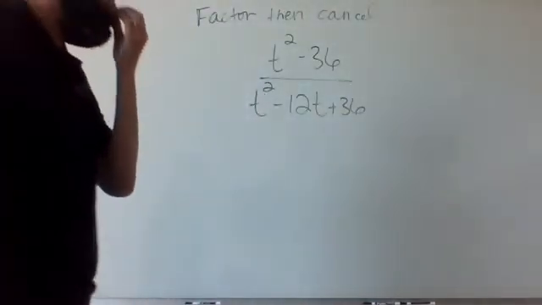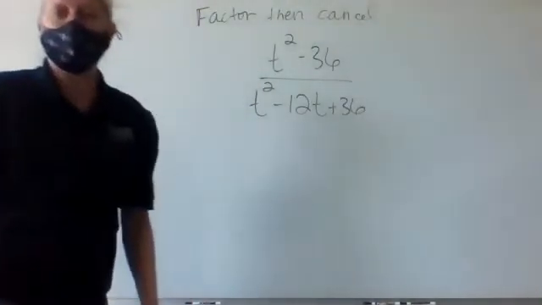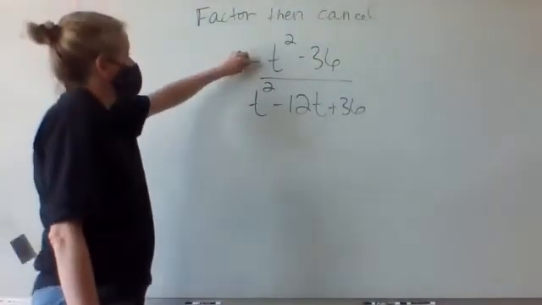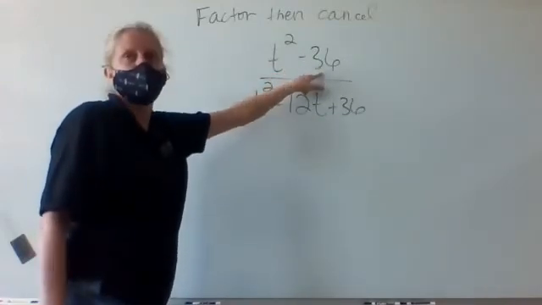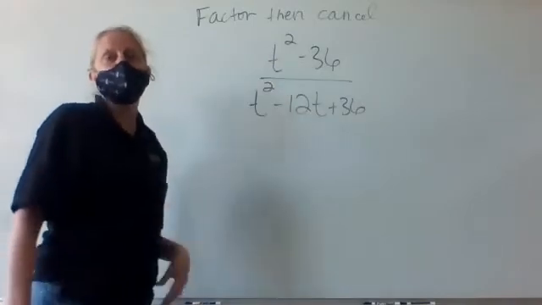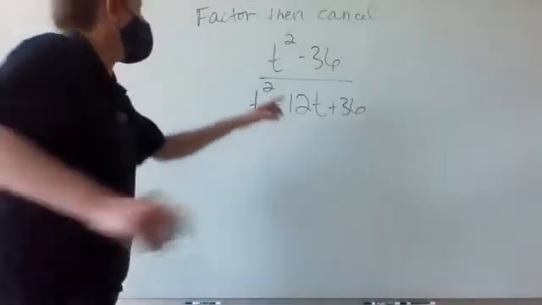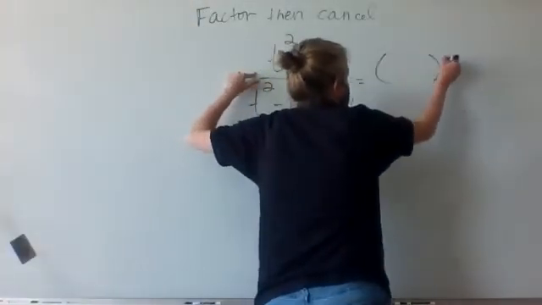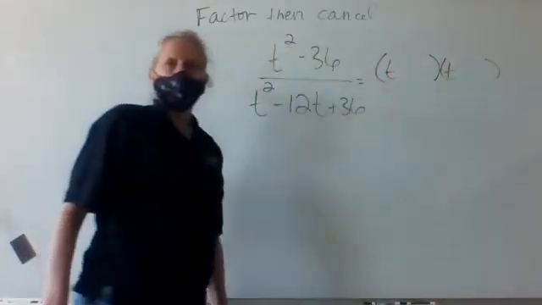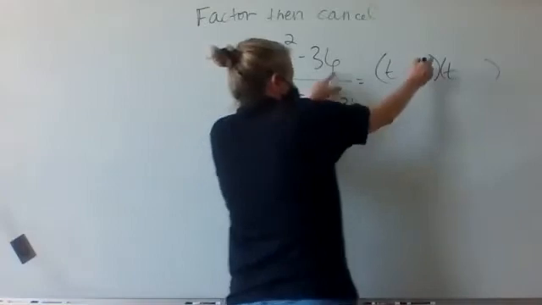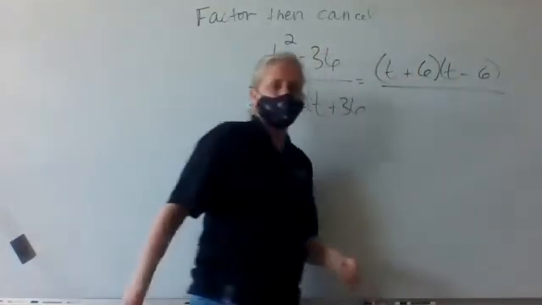Let me show you what I mean by that. Let's rewrite the numerator and the denominator in their factored form. If I'm factoring this numerator, what are both of those? Perfect squares, right? With a minus in the middle, which means that's a difference of perfect squares. So t and t for t squared, plus and minus 6, 6 and 6 for 36. One plus, one minus. That's a difference of perfect squares.